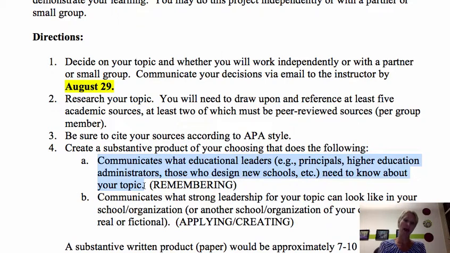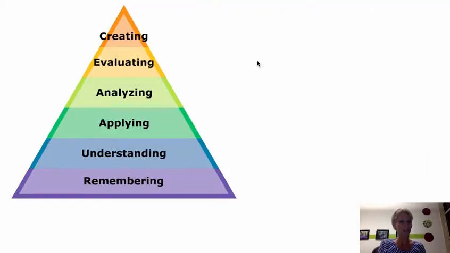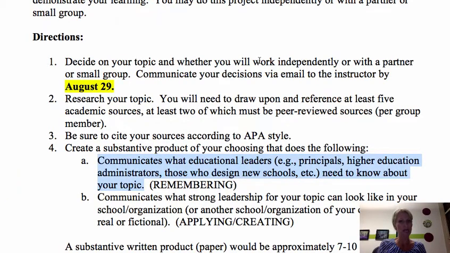And if you think about the revised version of Bloom's taxonomy, you'll see that remembering, or what used to be called knowledge, is the base or lowest part of the continuum of sophistication of cognitive thought. So this portion of your paper is really about that remembering level. You're essentially providing knowledge, providing content about what educational leaders need to know about your topic.